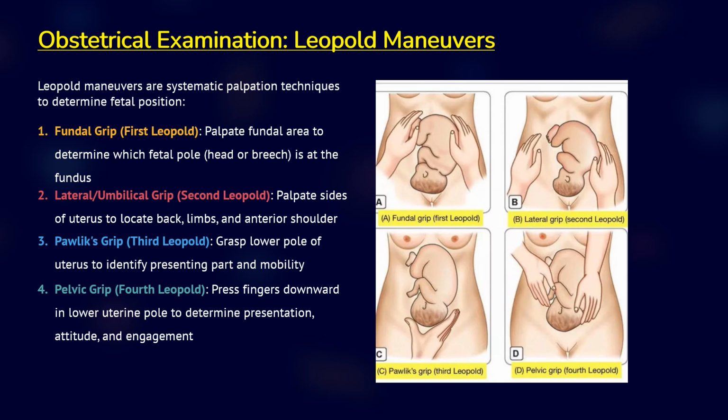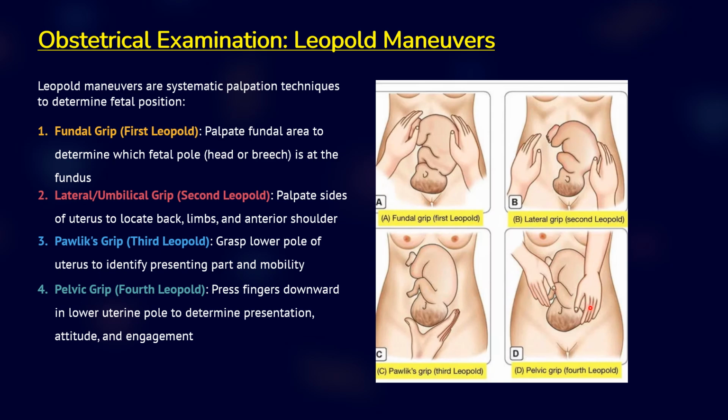So now obstetrical examination or Leopold maneuver. So what is Leopold maneuver? It is a systematic palpation technique to determine the fetal position. Okay, we have four grips. First is the fundal grip, lateral grip, pawlik grip, and then pelvic grip.